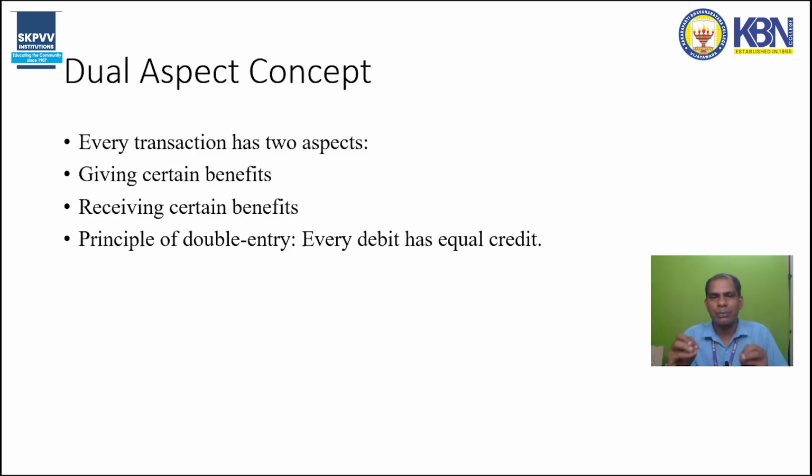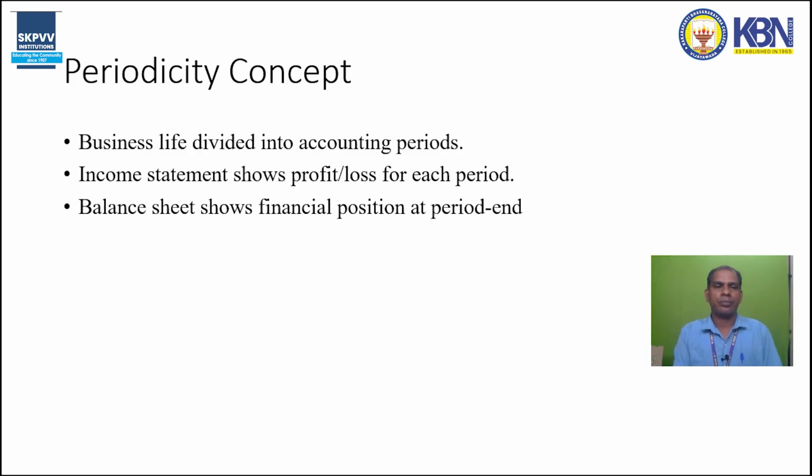Based on the dual aspect concept, every debit amount must equal every credit amount. 5,000 on the debit side as well as 5,000 on the credit side. The main principle of the double entry system is that every debit amount equals every credit amount.